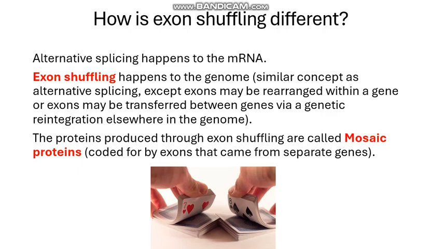But exon shuffling is happening inside the genome and not on the mRNA. So it's a similar concept, except the exons are being rearranged within a gene, or exons may be transferred between genes via genetic reintegration. So alternative splicing happens at the mRNA, exon shuffling happens within the genome. The proteins produced through exon shuffling are called mosaic proteins, which basically just means the proteins are coded for by exons that originally came from different genes.